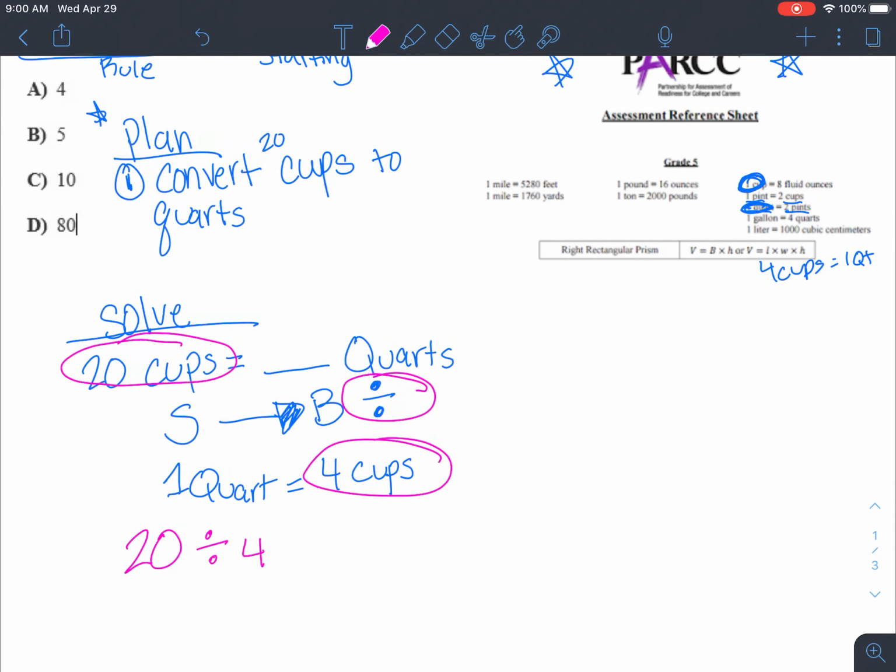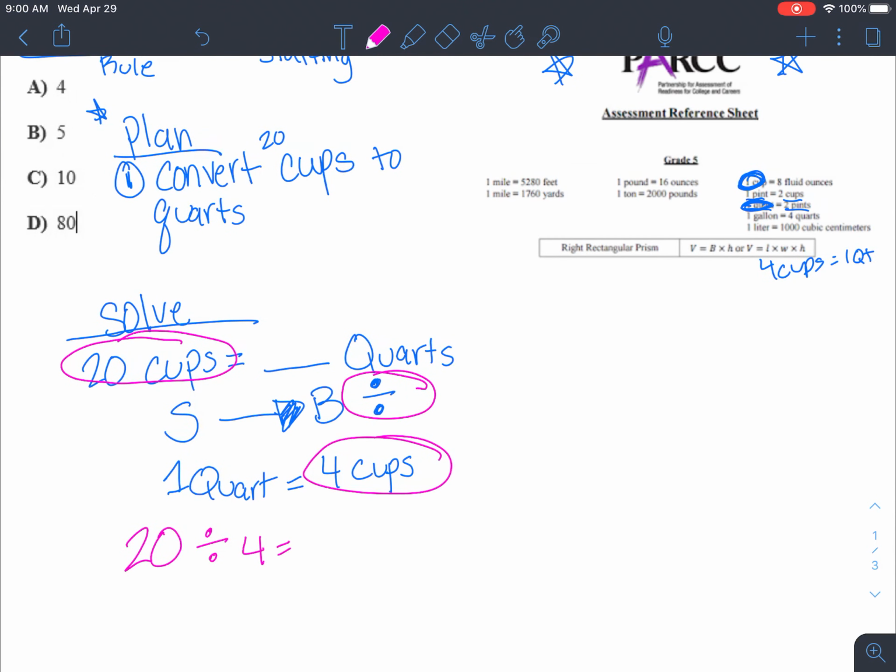Okay? You may be able to do this in your head because you're really good at your multiplication facts. You may have to solve this. I'm going to count up by my 4s to see what the answer is. 4, 8, 12, 16, 20. I know that 4 can go into 20 5 times. I didn't even have to use any fractions or decimals in this problem. I now know that 20 cups equals 5 quarts. Go ahead and make sure that you are writing this down.